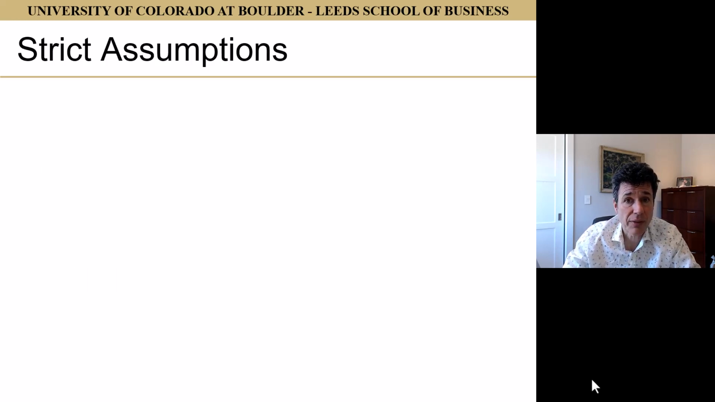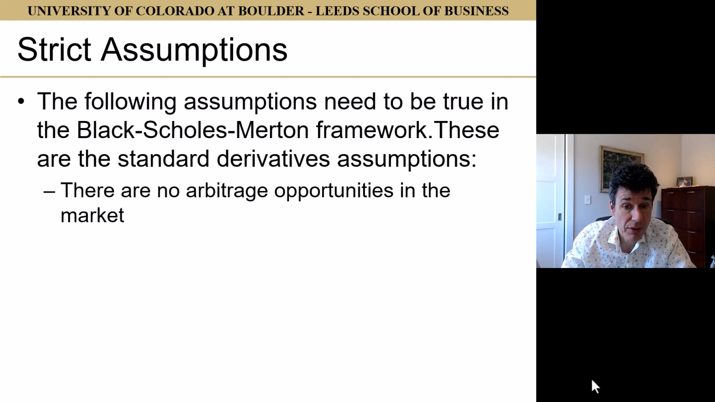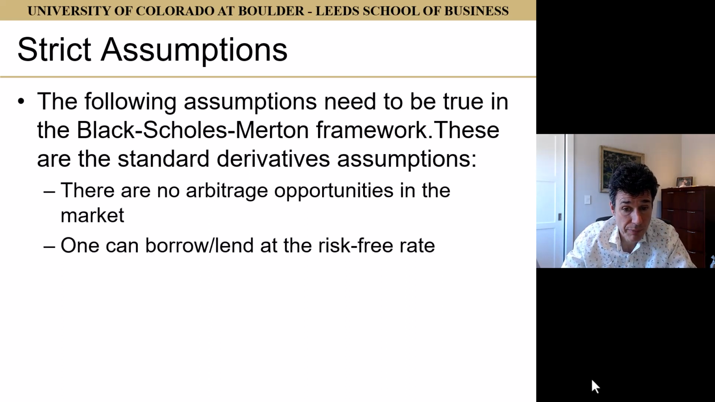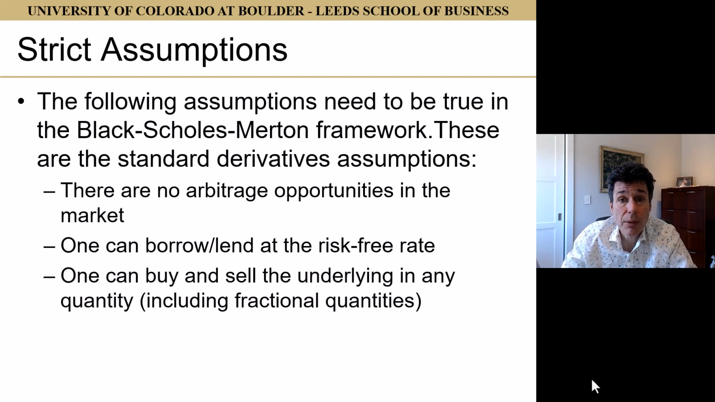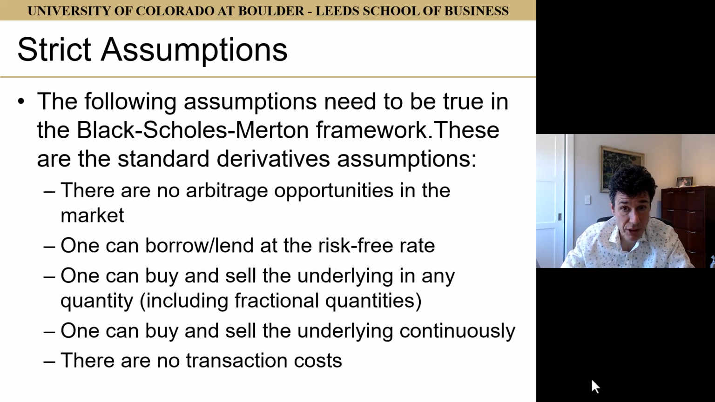Now this first set of assumptions are strict. These need to be true for the Black-Scholes-Merton framework to be true. These are standard assumptions we make when we're thinking about derivatives. So first, there are no arbitrage opportunities. One can borrow and lend at the risk-free rate. One can buy and sell the underlying asset in any quantity, including fractions. One can buy and sell the underlying continuously. And finally, there are no transaction costs.